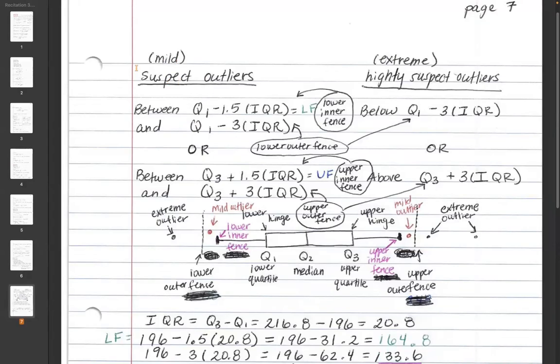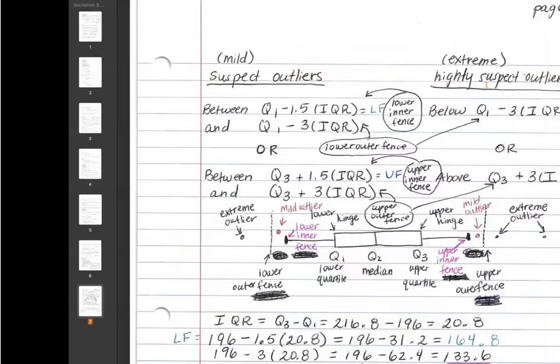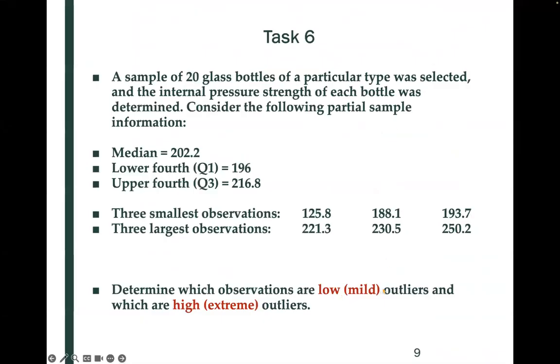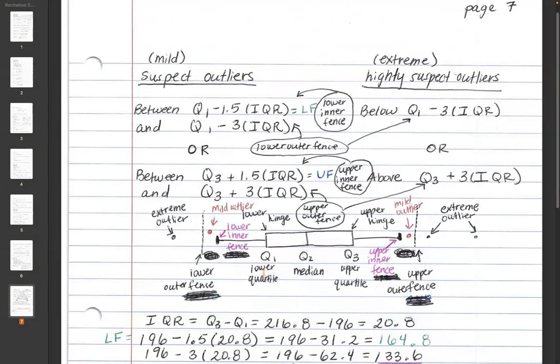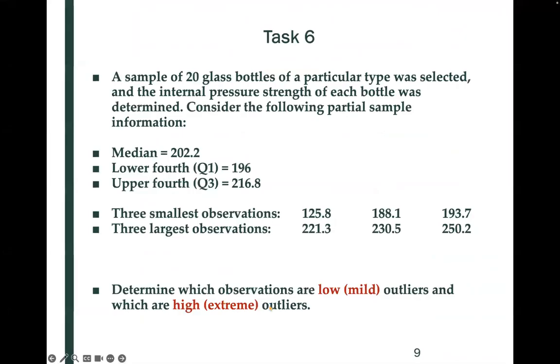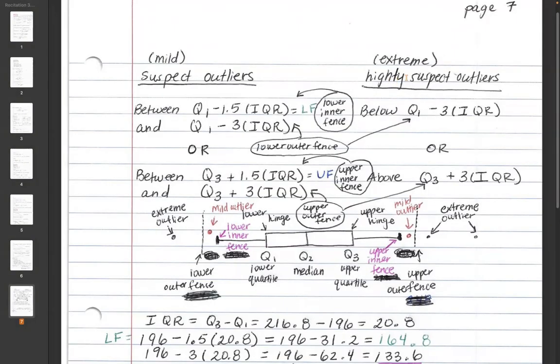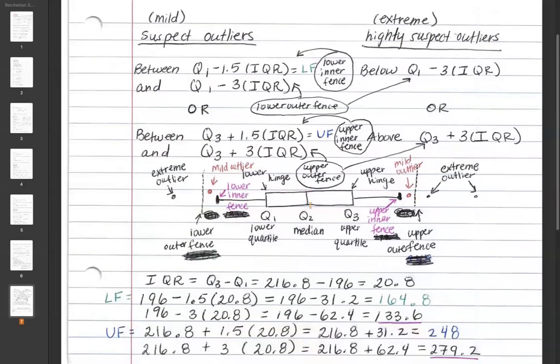There's ways to detect whether we have mild outliers or suspect outliers, or if we have highly suspect outliers or extreme outliers. So here, low mild outliers, I think of like lowly suspect outliers, and here high outliers, I think of like highly suspect outliers, because I know low and high can kind of be confusing. I'll get into that later.